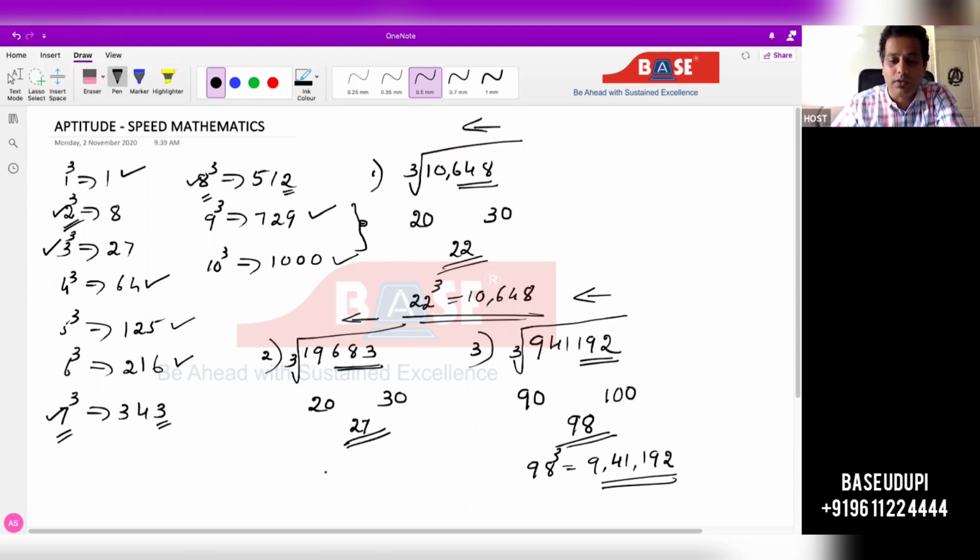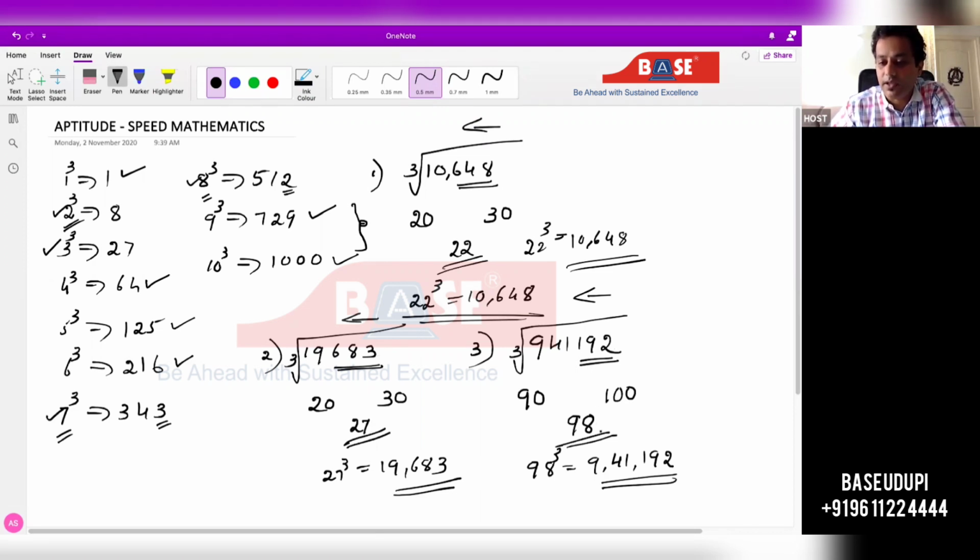Here 27 cube is 19,683. Similarly, 22 cube is 10,648. So in the first one, the number ends with 8, and the answer ends with what? 2. You can see that. Second one, the number ends with 3, the answer ends with what? 7. Next, the number ends with 2, the answer ends with 8.